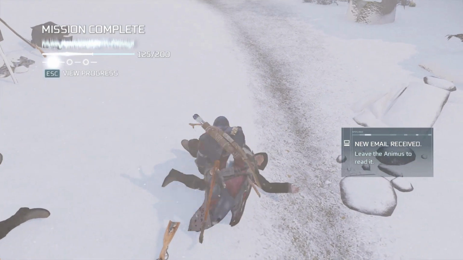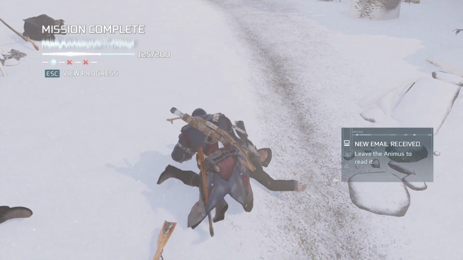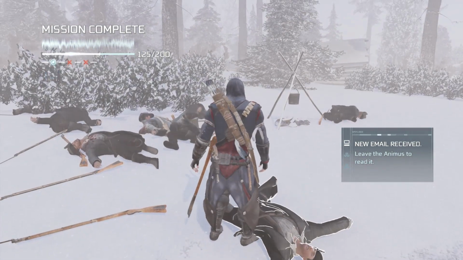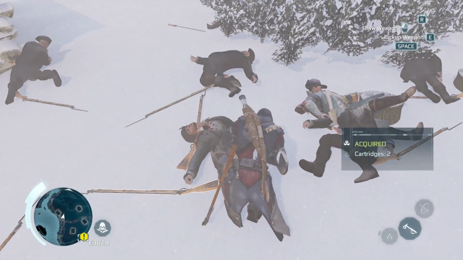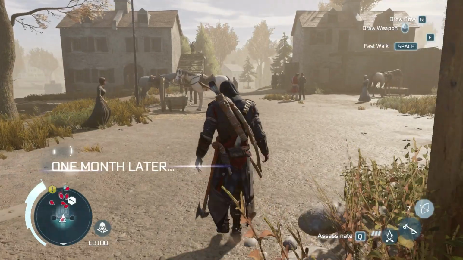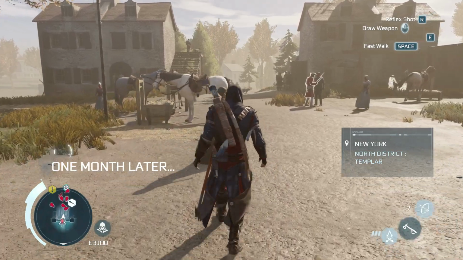After that mess is all done and we're content with looting, we can go to New York. One month later, we arrive in New York.